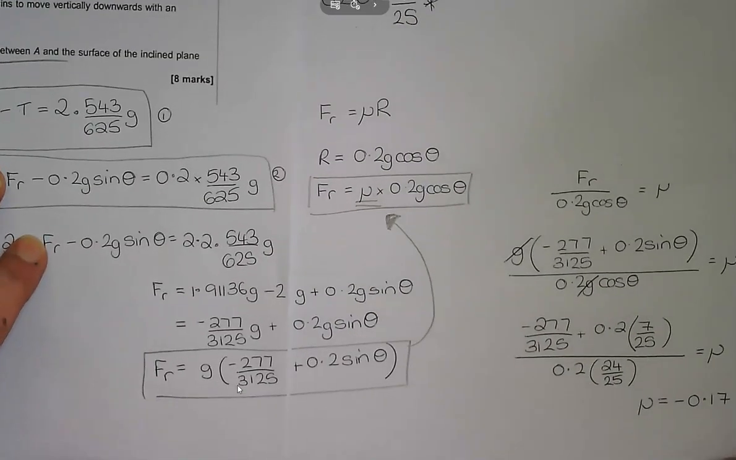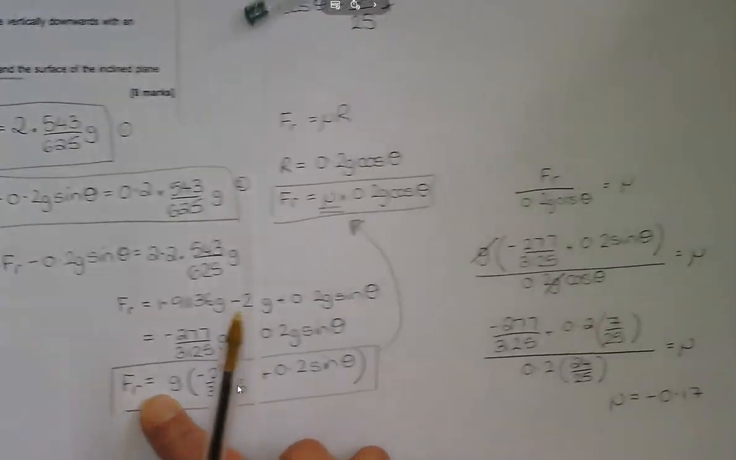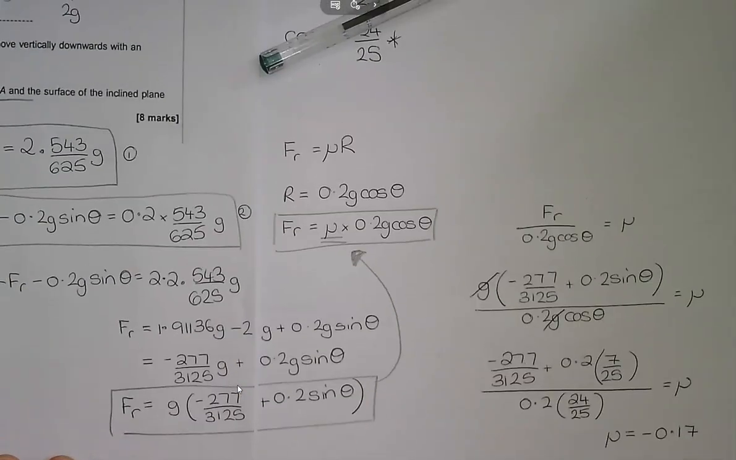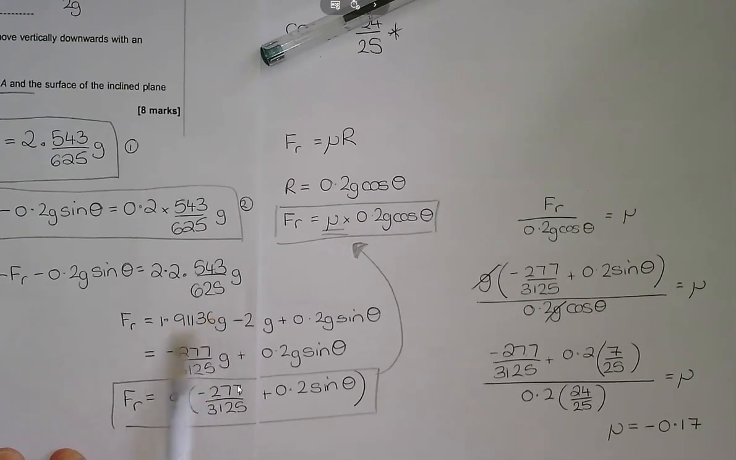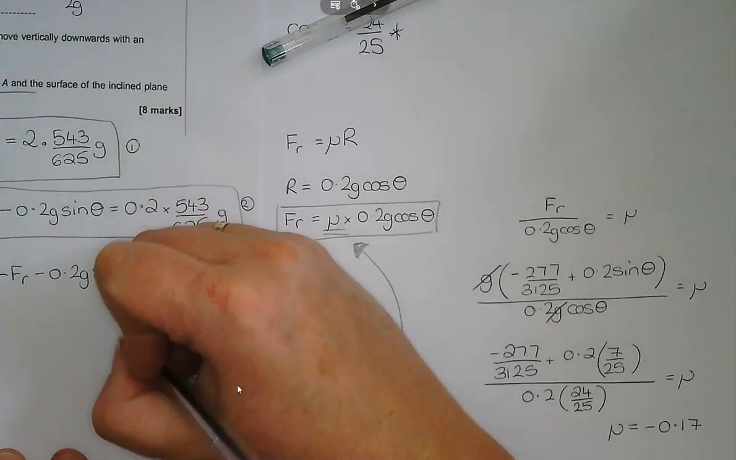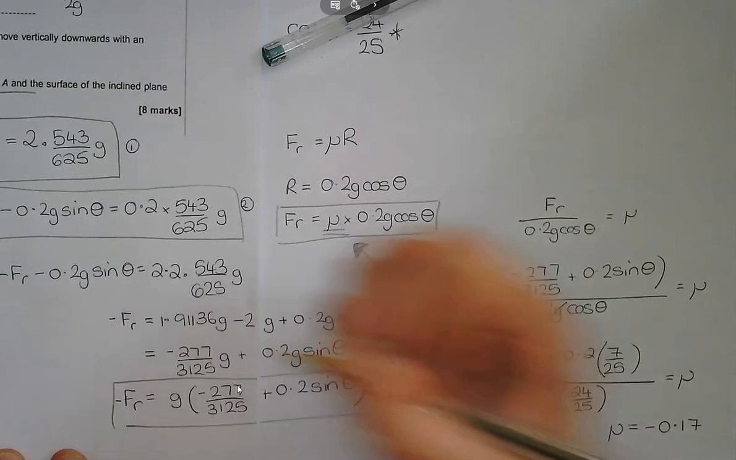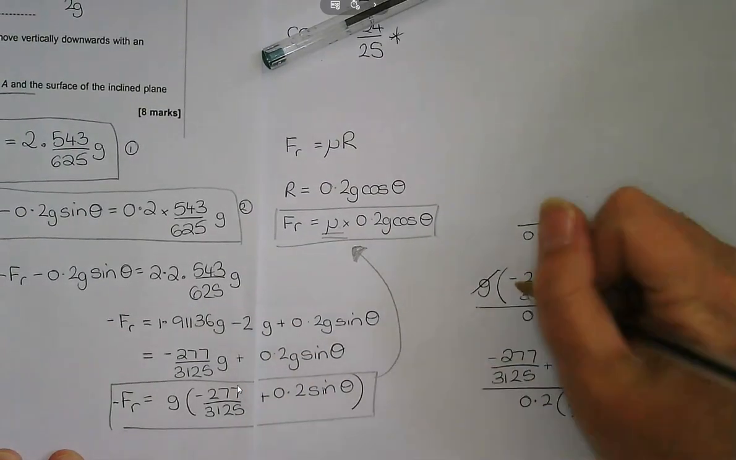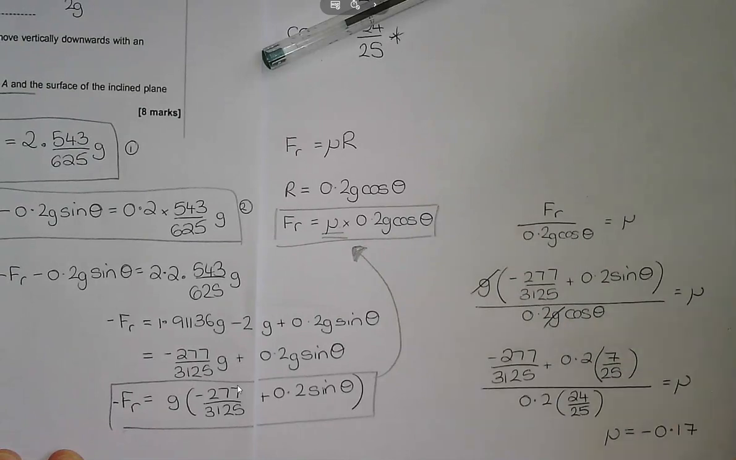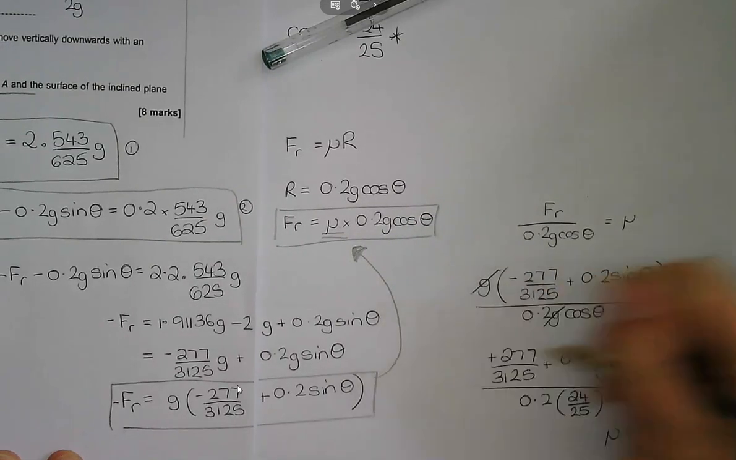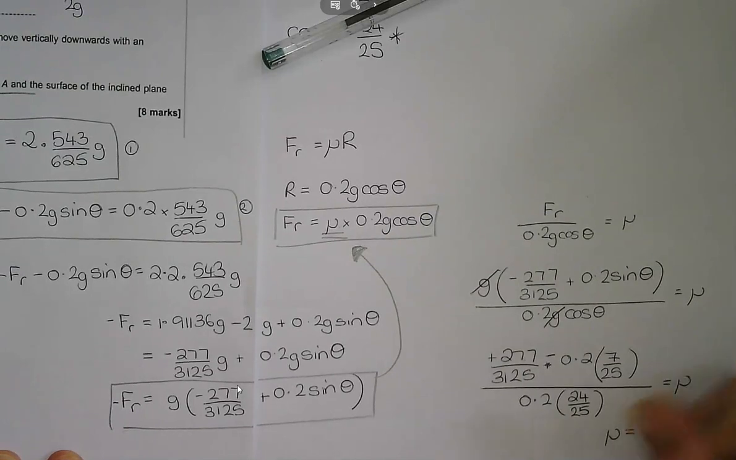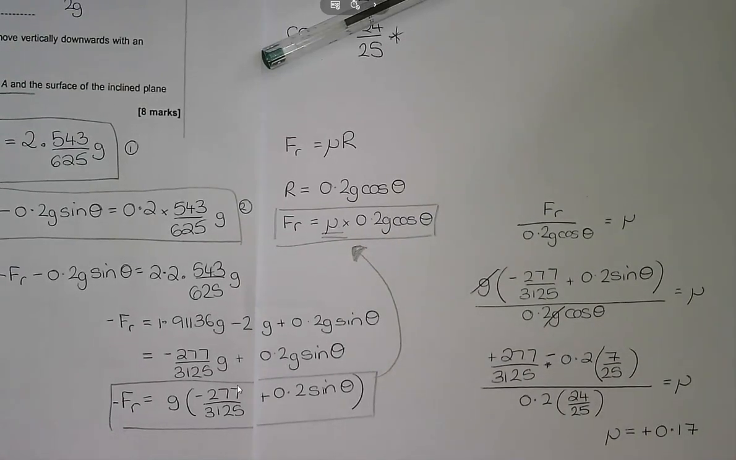Right, I can see where I've gone wrong. I actually made a bit of a mistake, so I got a negative answer. With the help of Dan and George, I've gone back and realised that when I rearranged this equation, this is minus FR, and so what I should have done was make that positive. So I think that's positive and that's negative. That's right. So you get mu is positive 0.17.